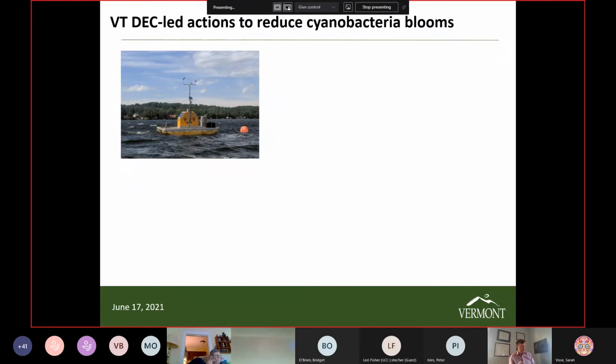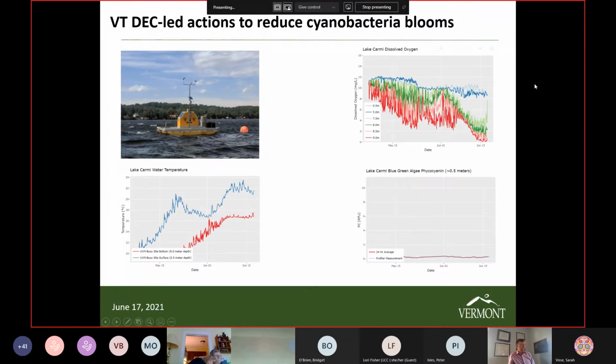Briefly, we have some smaller lake-specific efforts as well. This is a photograph of a buoy we've deployed in Lake Carmi, which allows us to monitor lake conditions. This buoy gives us basically real-time data to look at temperature and dissolved oxygen, which is important so we can ensure that the lake bottom is not becoming anoxic or deprived of oxygen, which can lead to sediment phosphorus release.